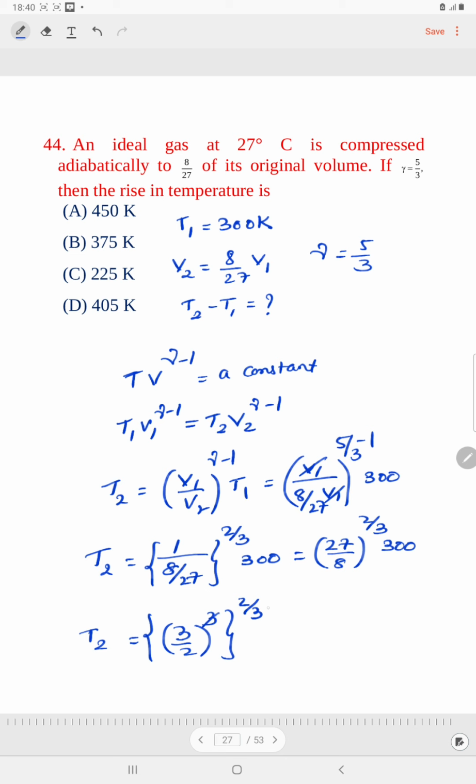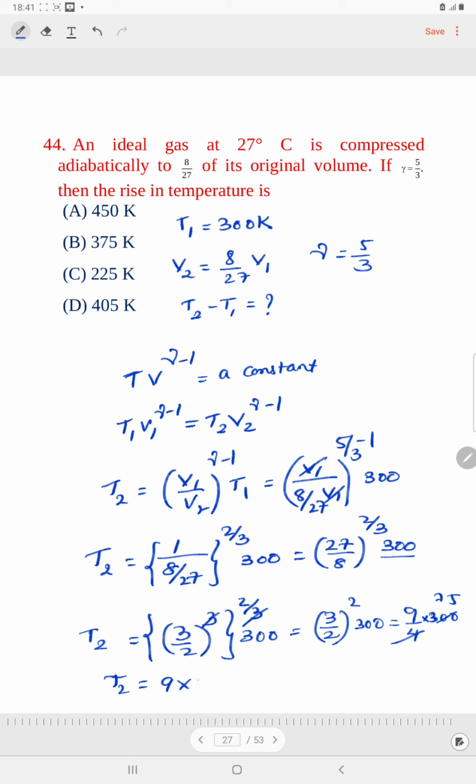Now this power 3 and 3 get cancelled. This T1 is already there, that's the temperature 300. Now what is left? It is (3 by 2) whole square multiplied by 300, which becomes 9 by 4 times 300. Okay. Now T2 is going to become 9 by 4 times 300.